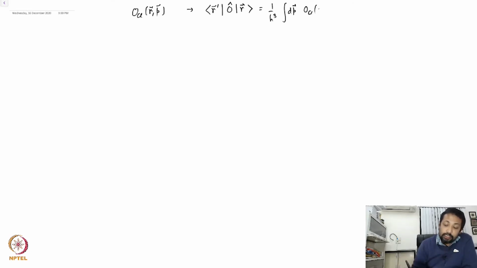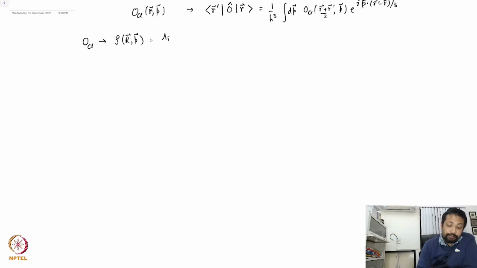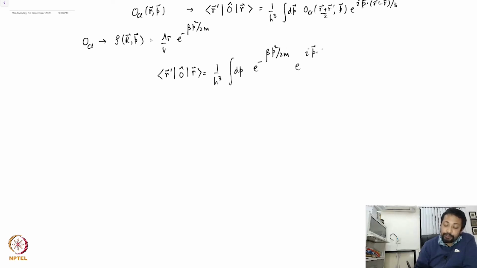This is (r + r')/2, p, e to the power i p dot (r' − r)/ħ. And in our case, I know that O_cl corresponds to ρ, the phase space density, which goes as λ_T³/V e to the power −β p²/2m. So that essentially I have Ô(r) as 1 over h³ ∫dp e to the power −β p²/2m e to the power i p dot (r' − r)/ħ.